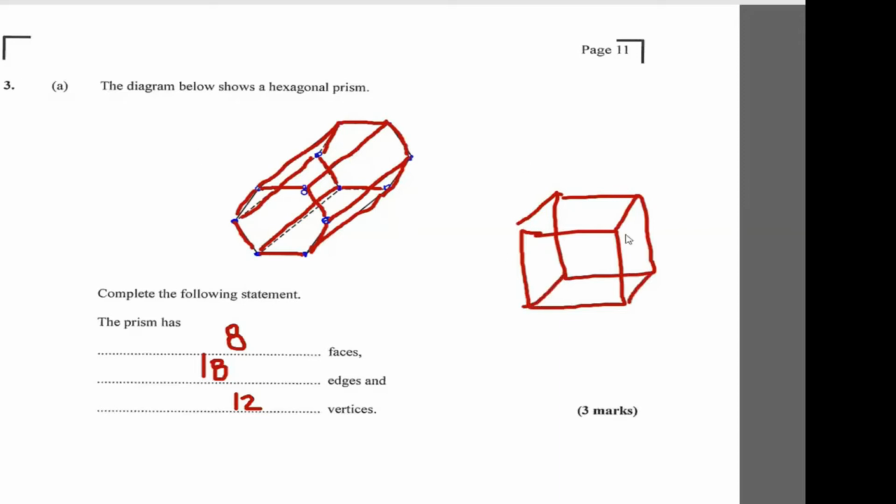All right, we know faces. Faces are the flat surfaces we can count. Think of this as a box. We count all the faces: 1, 2, 3, 4, and so on.